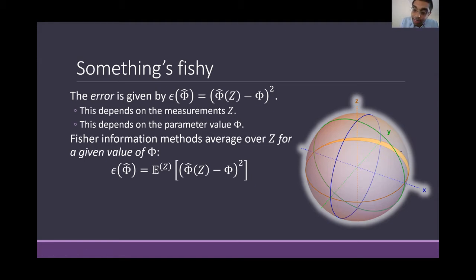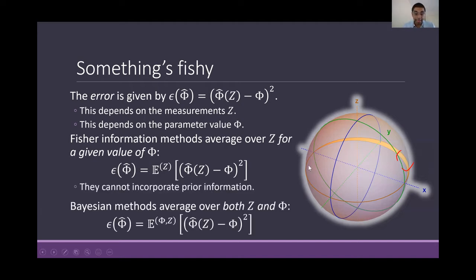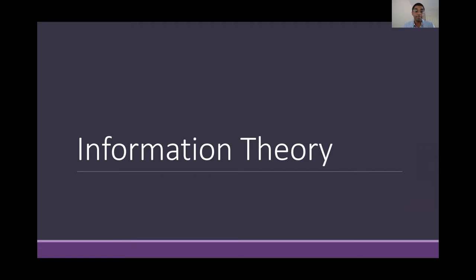So Fisher information actually kind of assumes that you've narrowed your parameter down to a very narrow region, and you're trying to make your estimate even more precise. So Fisher information is very useful in a lot of cases, but because of this assumption, it just can't handle a prior distribution. It assumes you've got a narrow range of phi and you're trying to get even better. What we want to do are Bayesian methods where you want to average over both phi and z. And if you want to do this, you're going to have to use a bunch of tools from information theory.